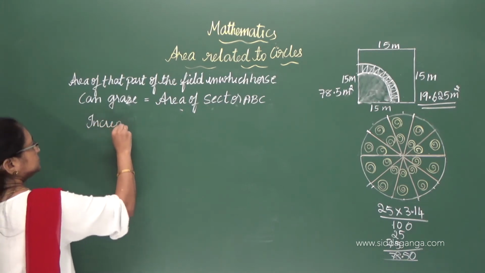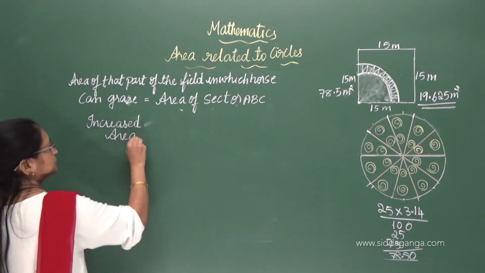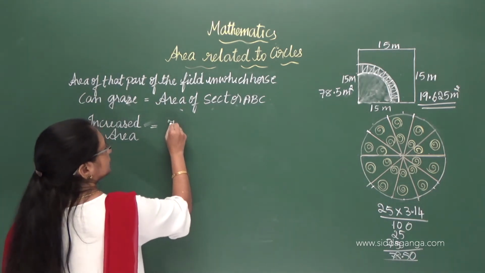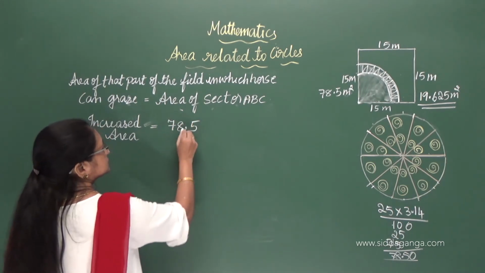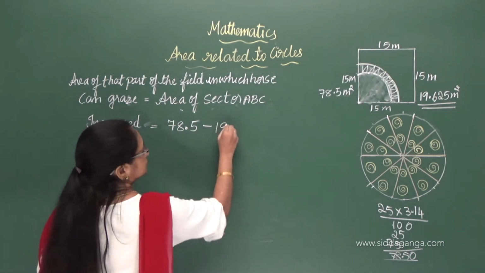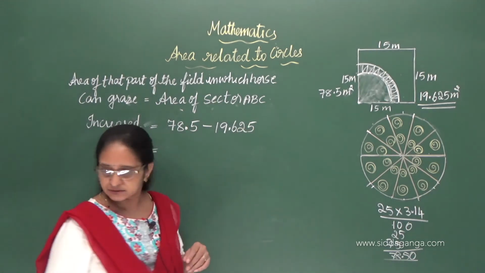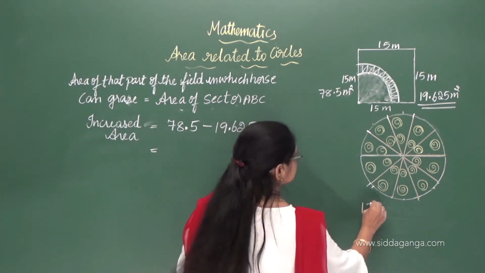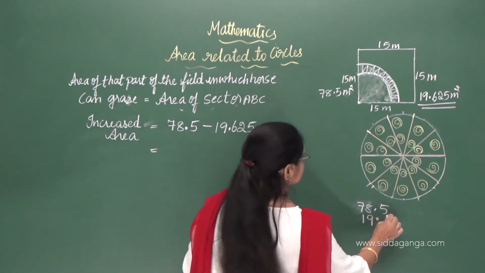Increased area is equal to, increased area is equal to how much? First it was, now it is 78.5 meter square, then previous it was 19.625. So let us find this out now, subtract. So I will write here 78.5 minus 19.625.